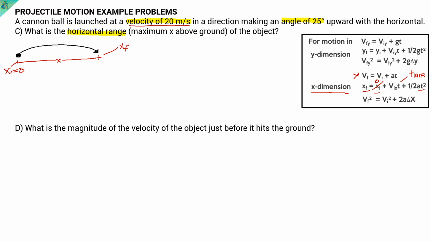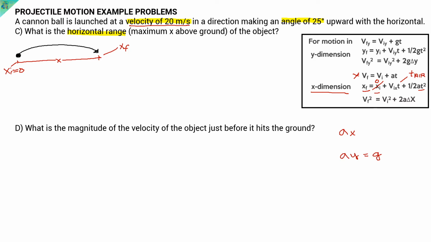Do we have an acceleration for this problem? According to our story here, a cannonball is launched at a velocity of 20 meters per second. So there's no acceleration given. Okay, there's no acceleration given. And when I say acceleration given, that's acceleration in the x dimension. Now, there is an acceleration in the y dimension, and that is gravity.